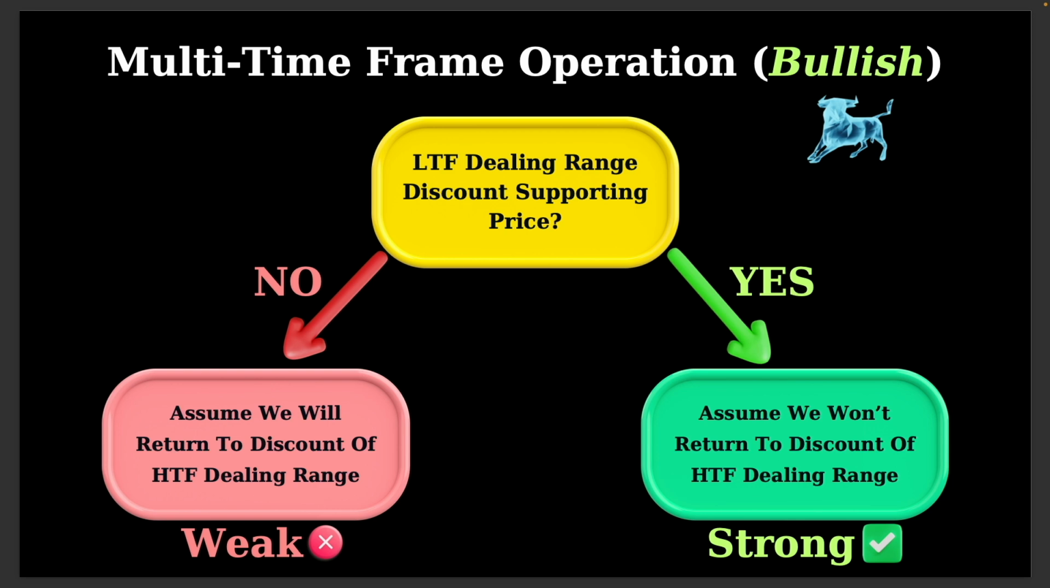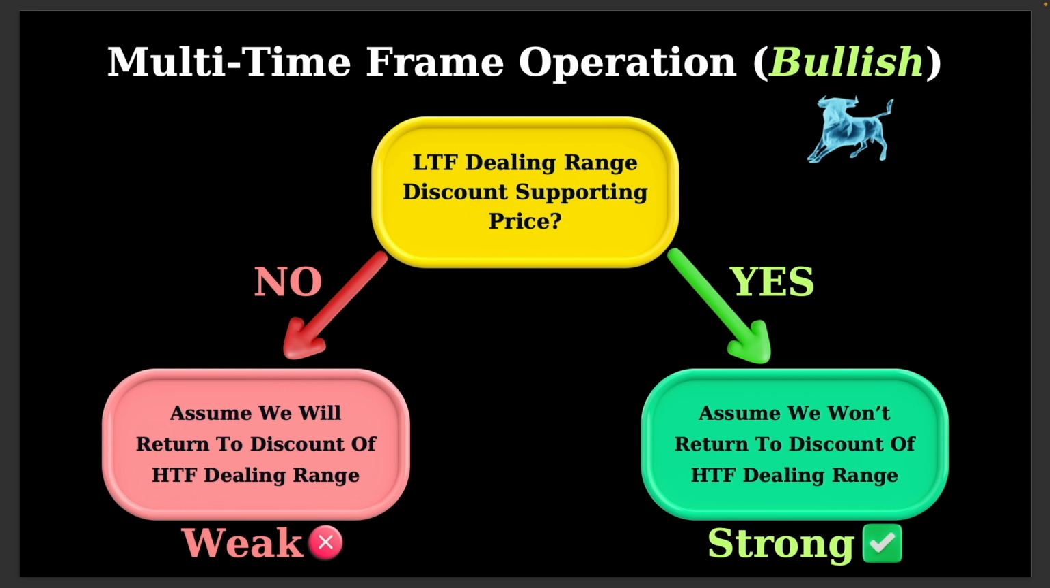If no, we're going to assume that we're going to return to a discount of the higher time frame dealing range. In other words, if we start to see signatures, which we'll discuss, of the hourly discount key reference points failing to support price, we're going to assume that the algorithm needs to reach down to a discount of the 4-hour dealing range. In other words, price would be weak.